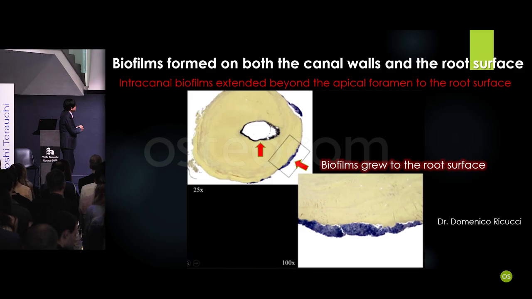And Ricucci located the same bacteria found inside the root canal with the bacteria outside the root canal. So if you do nothing about bacteria inside the root canal, bacteria will go out and develop on the root surface. So as soon as you see a preoperative lesion, you have to start retreating the tooth.